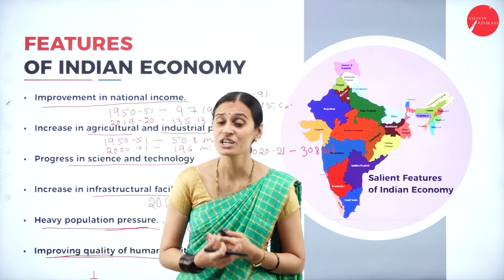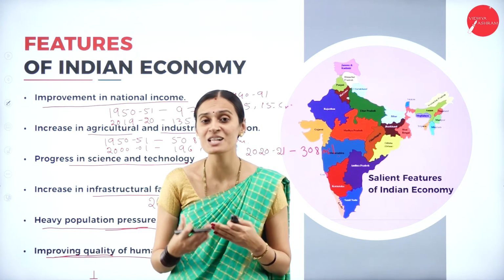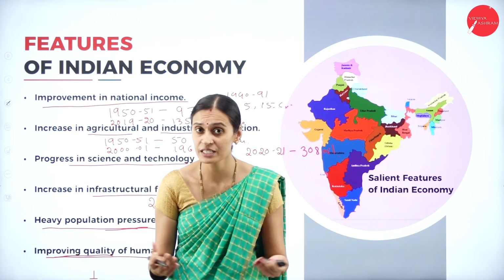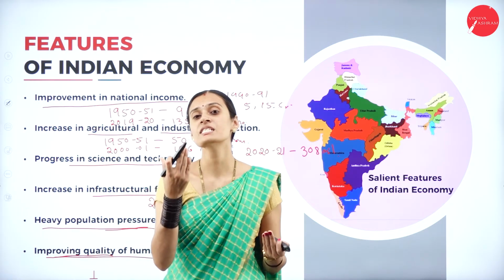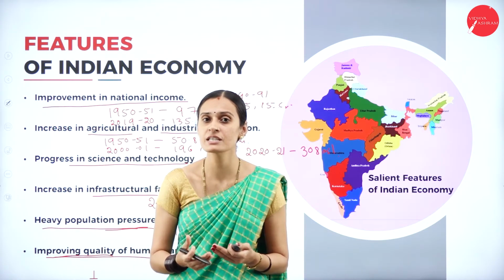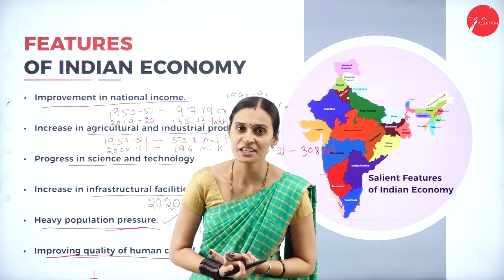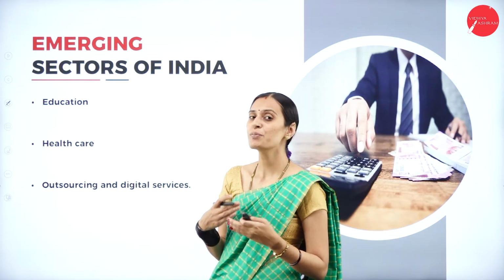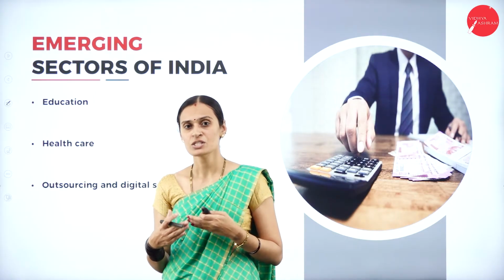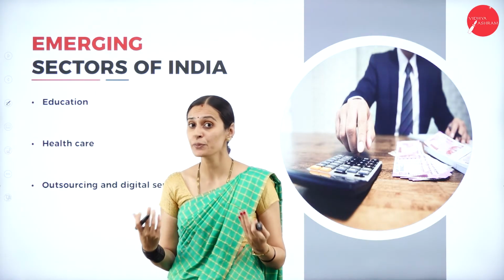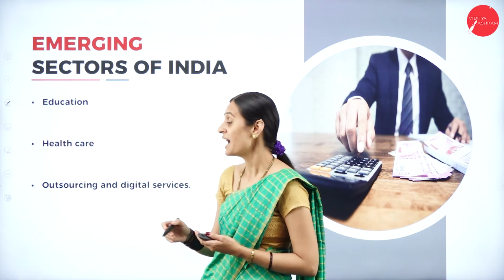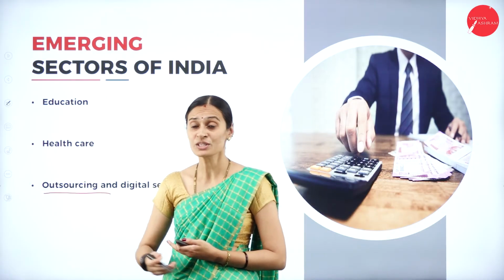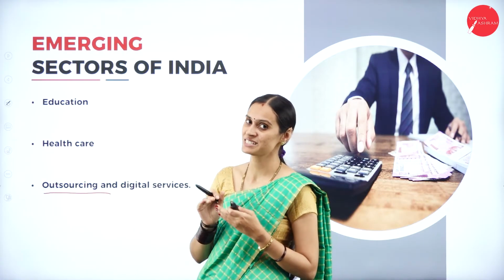And one more important point, yes, we are improving in the financial sector as well as banking sectors. And another one, standard of living is also increasing with per capita income, and purchasing power is increasing, though we are still facing poverty. Another important feature is emerging sectors. Of course, improving infrastructural facilities. So what are the infrastructure facilities? Improving education, improving healthcare, and also we are performing with outsourcing and digital services. So these are all important indications of emerging sectors.